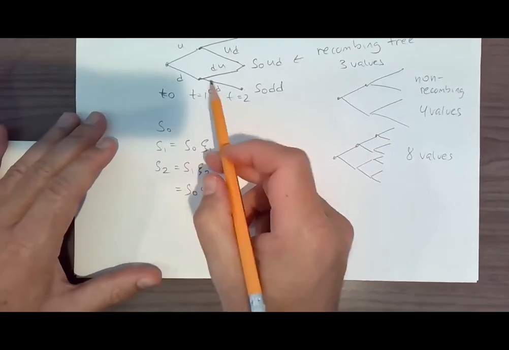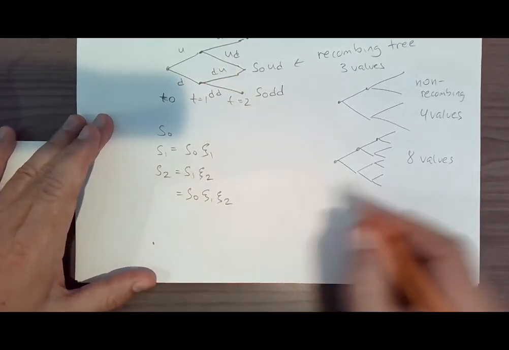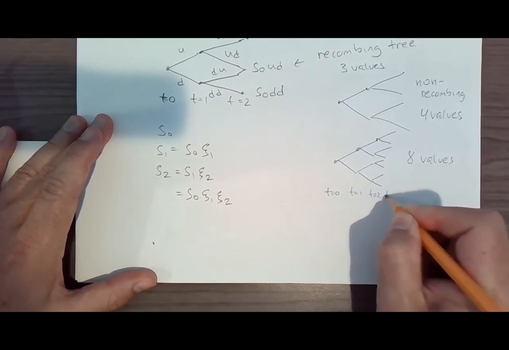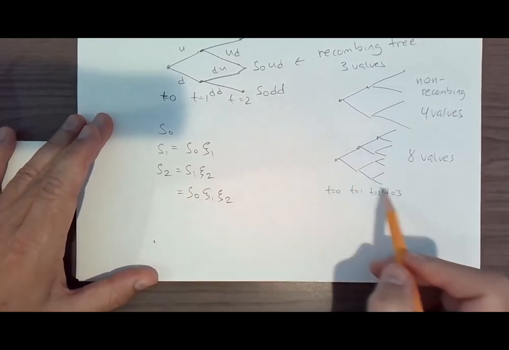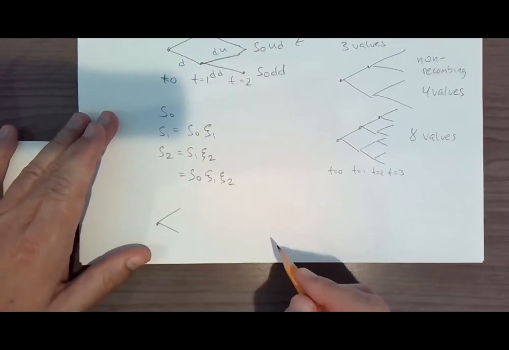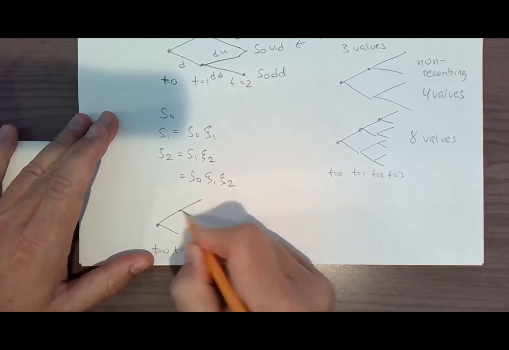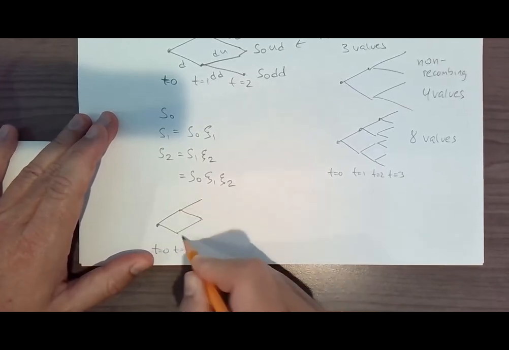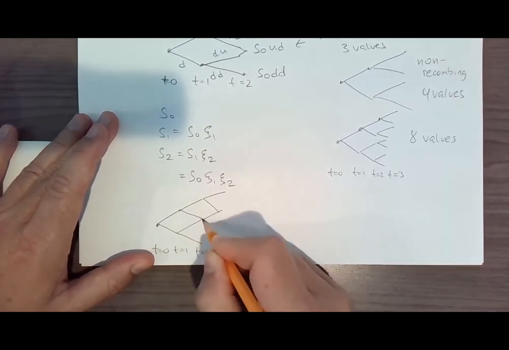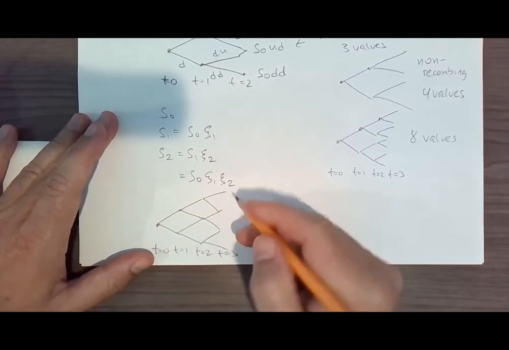Whereas if I look at a recombining tree over here on the left, this is at t equal to 0, t equal to 1, t equal to 2, and t equal to 3. This is a 3-period model. If I look at a recombining 3-period model, it would be simpler. I would go up and then down, and then it will recombine here. Then at t equal to 2, I'll go up, down, up, down, up, down. And this is t equal to 3. So here I'll have 4 values.